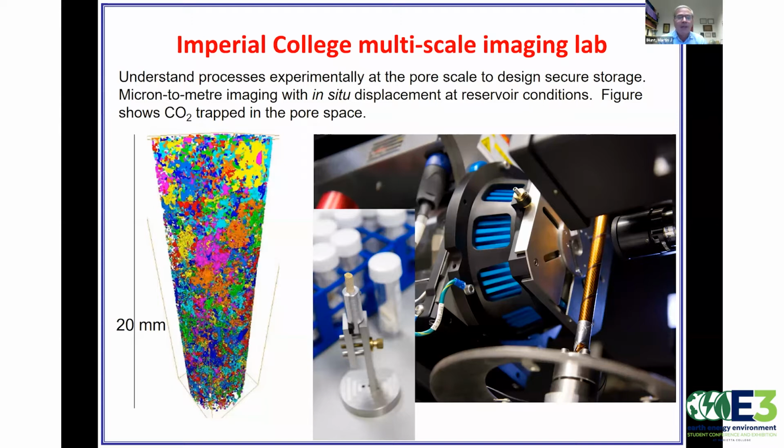Over long time scales, it may dissolve and sink into the subsurface. It may react, but that CO2 is not going to be released back into the atmosphere. And so that's safe storage. So we try and understand from the fundamentals all the way up to modeling at the field scale how we would design and understand the safe storage of CO2 and also for hydrogen.